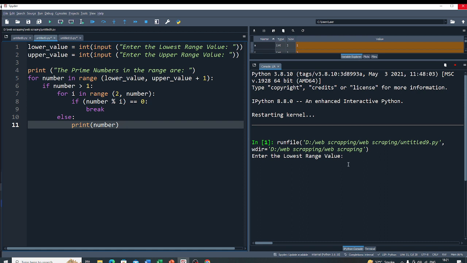Now if I run this code and enter, for example, the lower range as 3 and the upper range as 9, you can see I get the prime numbers 3, 5 and 7.